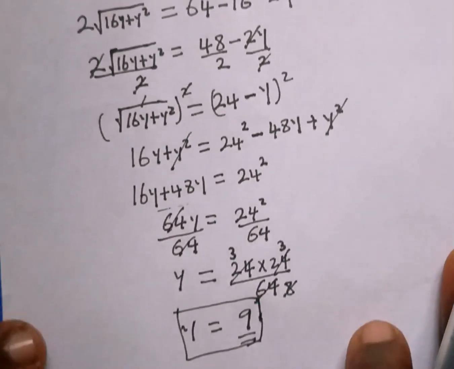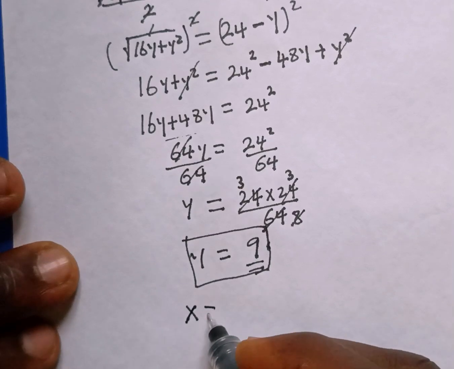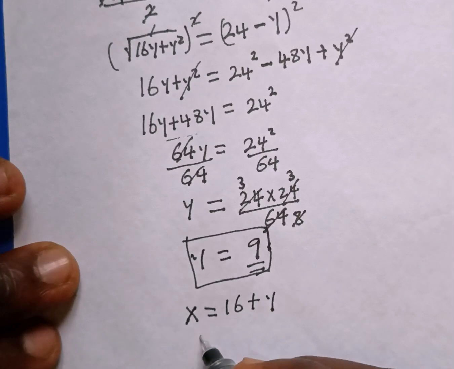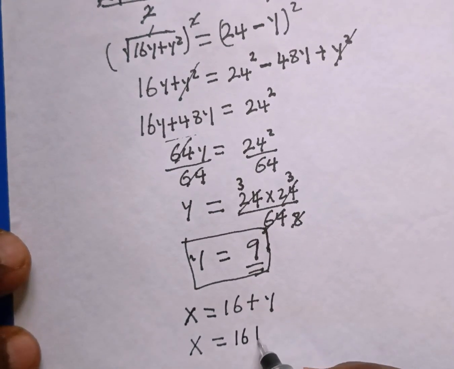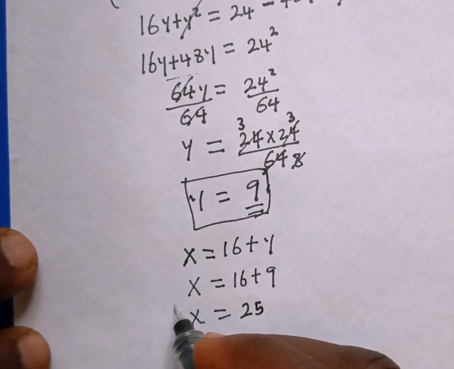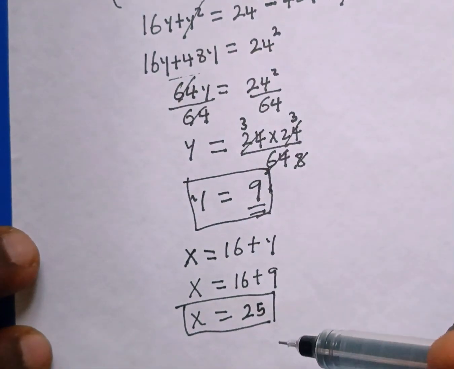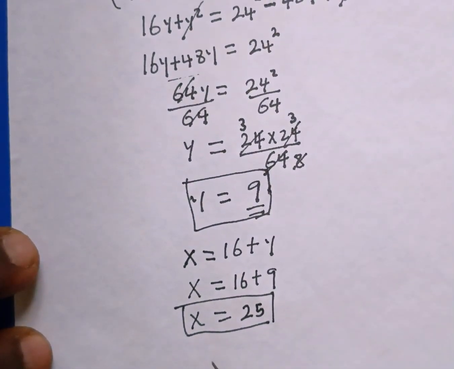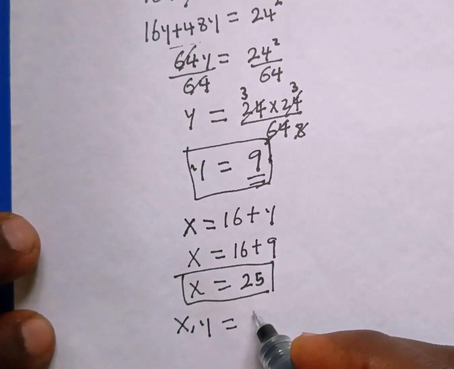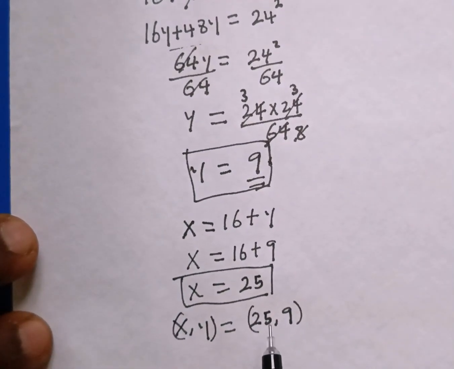And from equation 3, we are given that x equal to 16 plus y. So when we replace the value of y here, x will be equal to 16 plus 9. And 16 plus 9 is going to give us x equal to 25. So therefore, we can say the value of y is equal to 9, and the value of x is equal to 25. So we can write that x comma y is the same as 25, 9. So this is the value of x and y from this given equation.